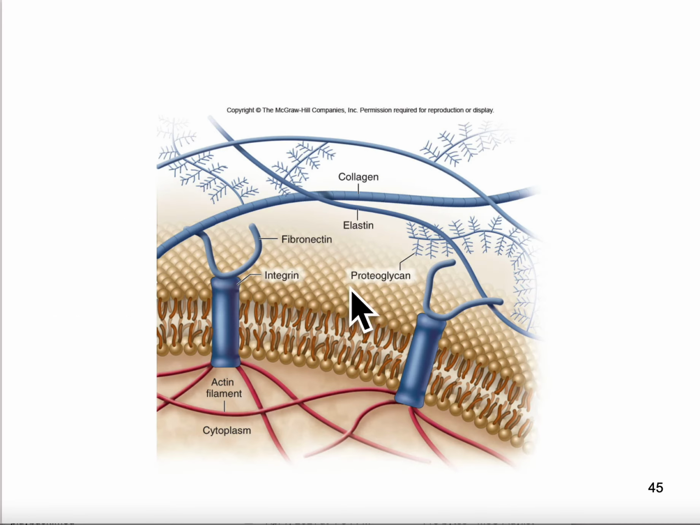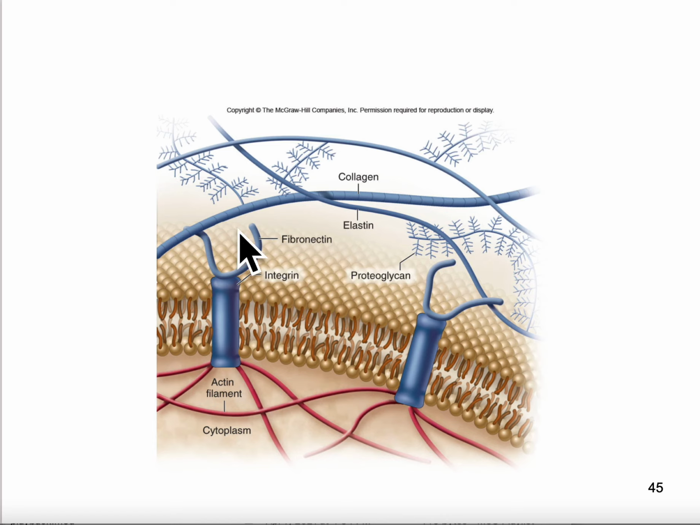Here I'm going to show you a little cartoony version. So this is the plasma membrane, one layer of phospholipids and a second layer of phospholipids, these tails facing tails that are hydrophobic. The heads are facing inside the cell and outside the cell. This is the cytoplasm, which is the inside of the cell.